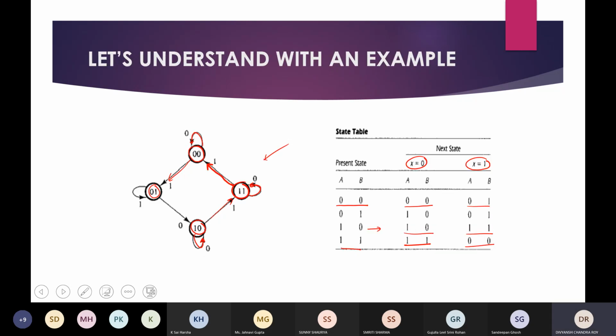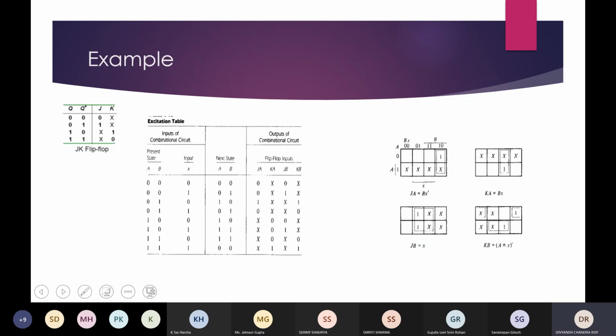Yeah, and to design this circuit we do the following steps. First we write the input state table. This is written here, and then we write the excitation table of any flip-flop. Here we are considering the JK flip-flop. So what we do, we simply analyze the state table and the excitation table.